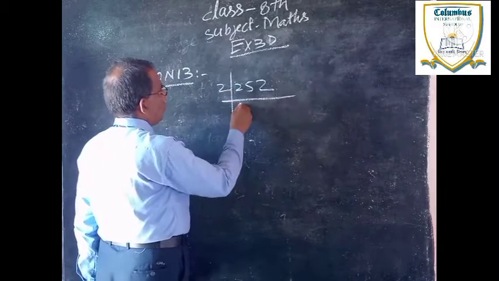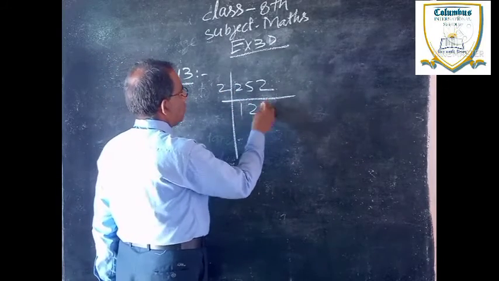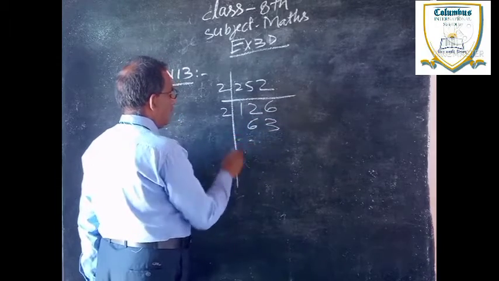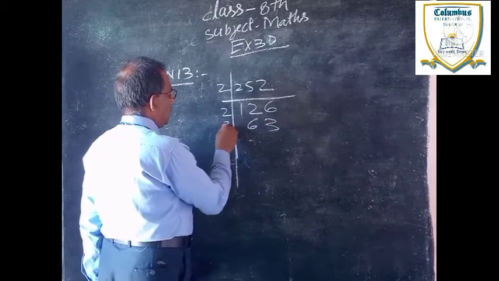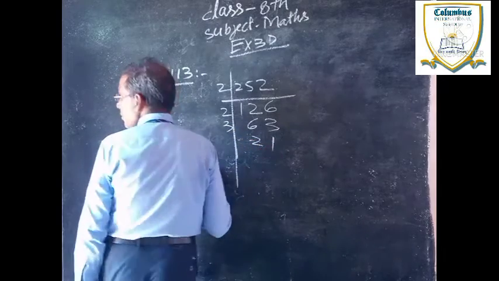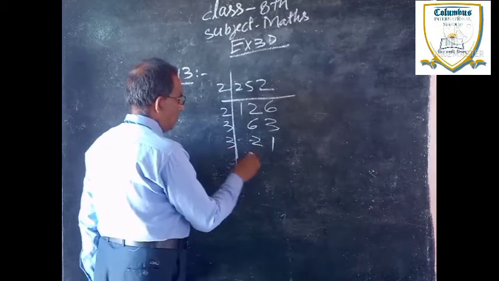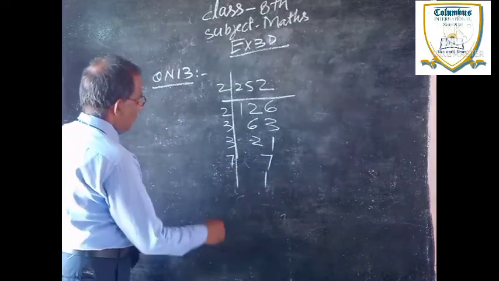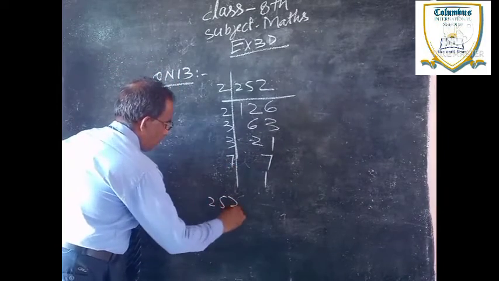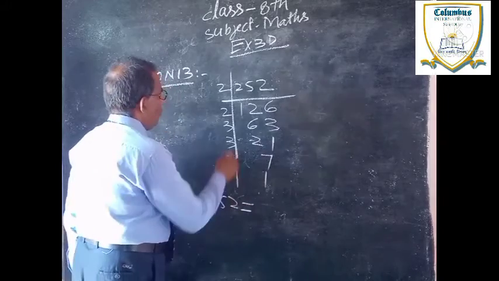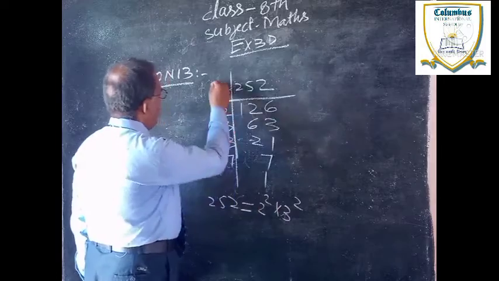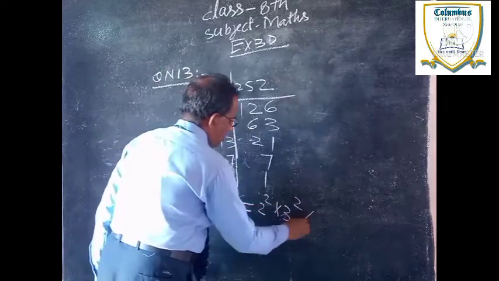2 twos are 4, 2 sixes are 12, 2 threes are 6, 3 twos are 6, 3 ones are 3, 3 sevens are 21, and 7 ones are 7. You may write 252 equal to 2 square into 3 square into 7.